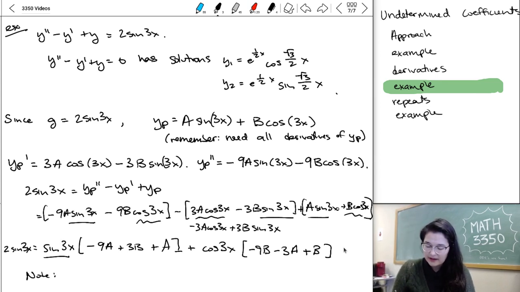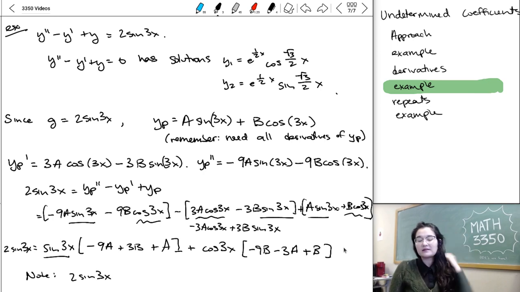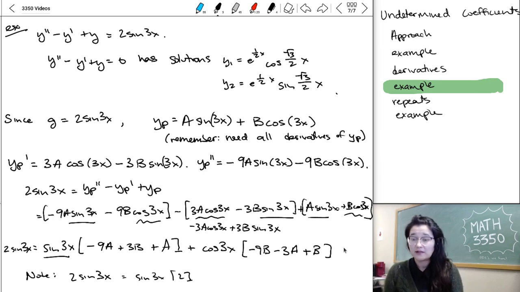And this one's a little bit trickier because since g didn't have all the terms that we introduced to y sub p, it doesn't look like everything that's on the right side. So you're always going to have to make sure to note that 2 sine 3x is the same as having sine 3x times 2. That part's the same. But then this cosine 3x that we introduced, that does exist, it's just equal to 0.